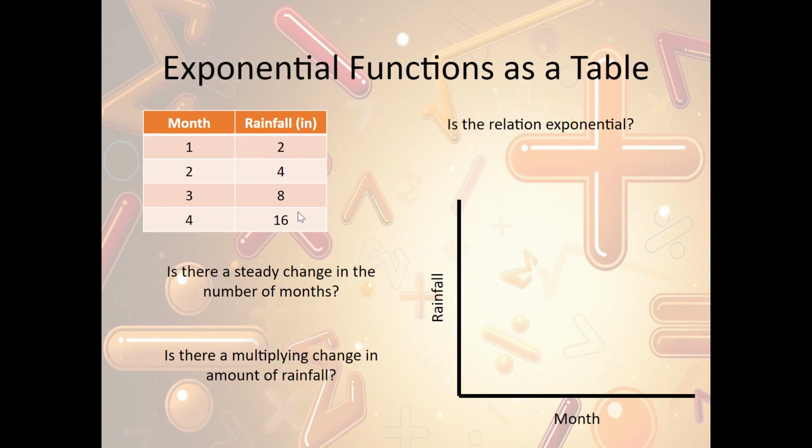Well, first of all, the rule is the number of months, my x values, should be changing by a consistent amount, and it should be addition. And my y values should be changing by multiplication. So in this case, we have the months. So this is 1, 2, 3, 4. Well, is there a steady change in the number of months? Yes, there is, and it's changing by 1 month each time.